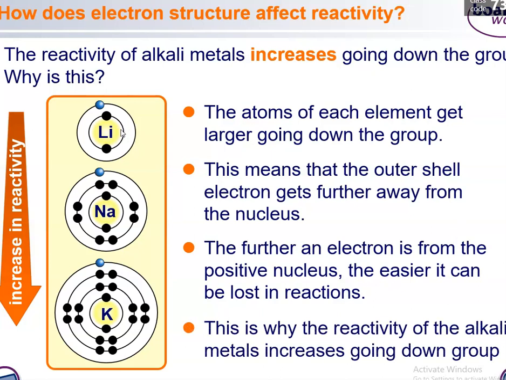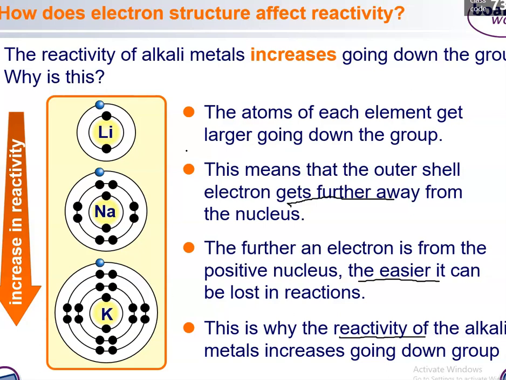Now, we said in the previous video that as you go down the group, the size of the atoms increases. The atoms become bigger down the group. Now, what that means is that the outer electron gets further away from the nucleus, and the further an electron is from the nucleus, the easier it is to be lost in reactions. And this is why the reactivity of the alkaline metals increases down the group.